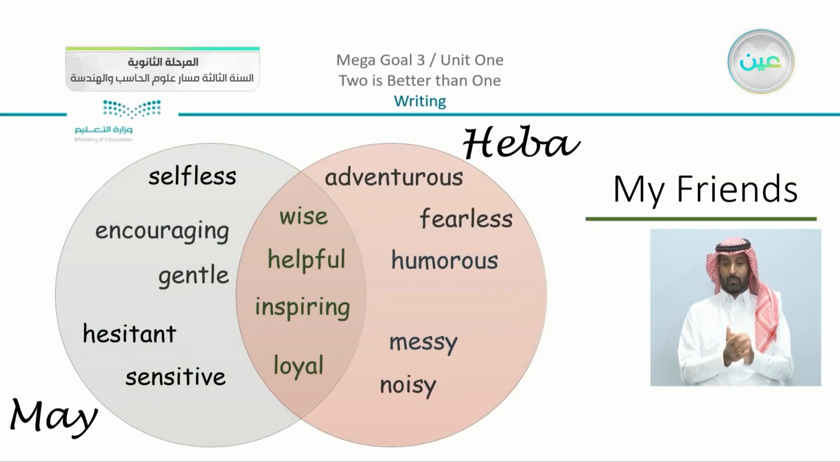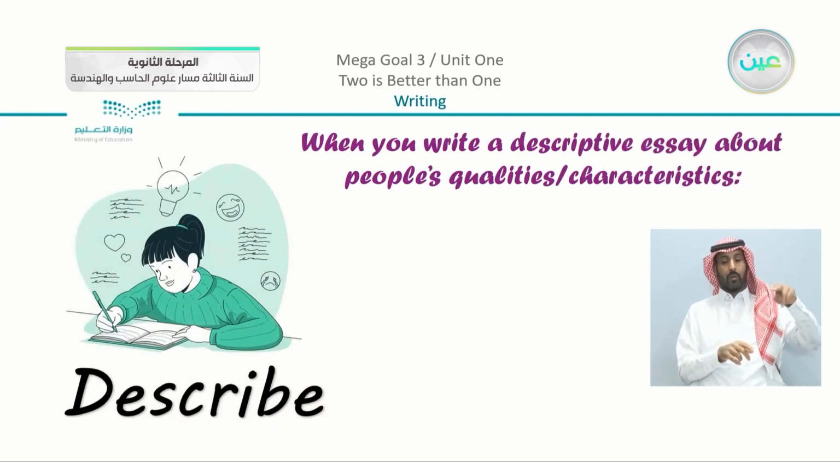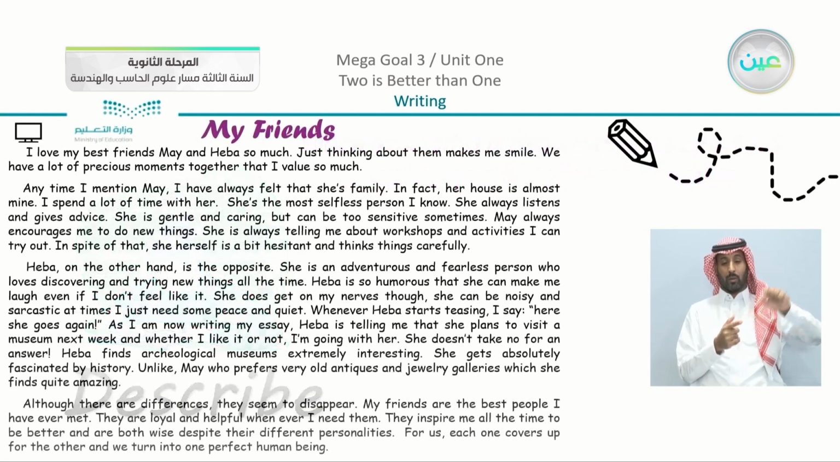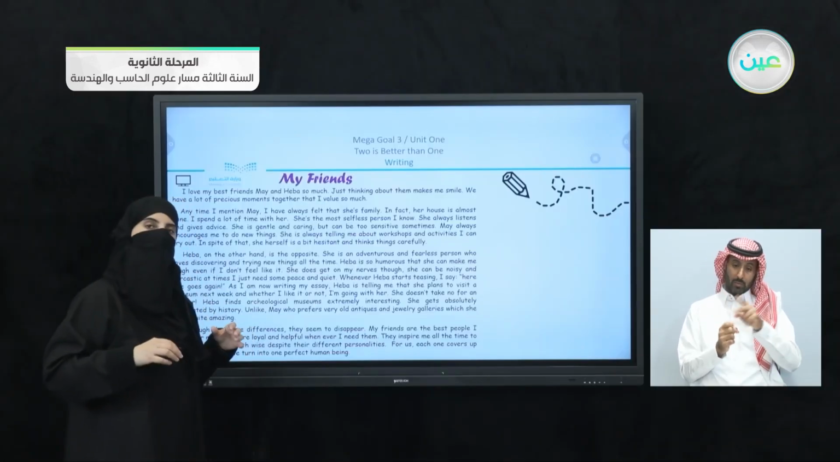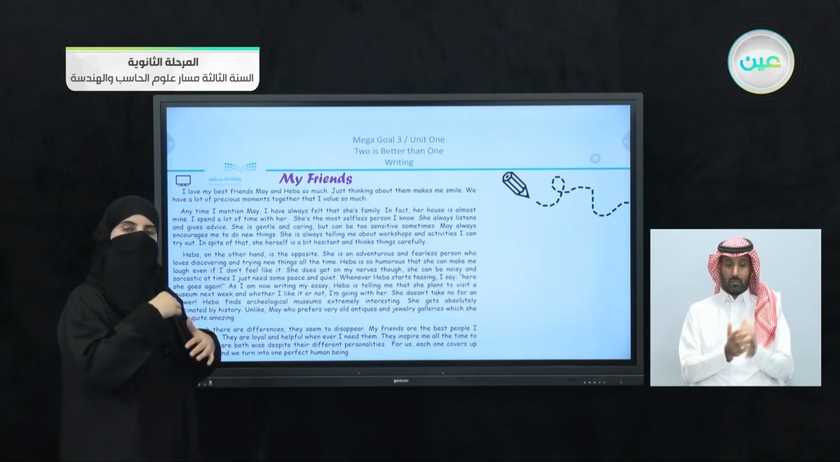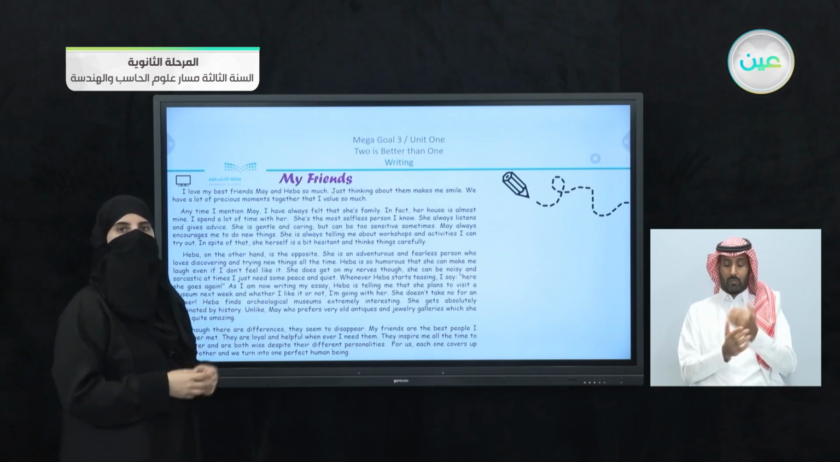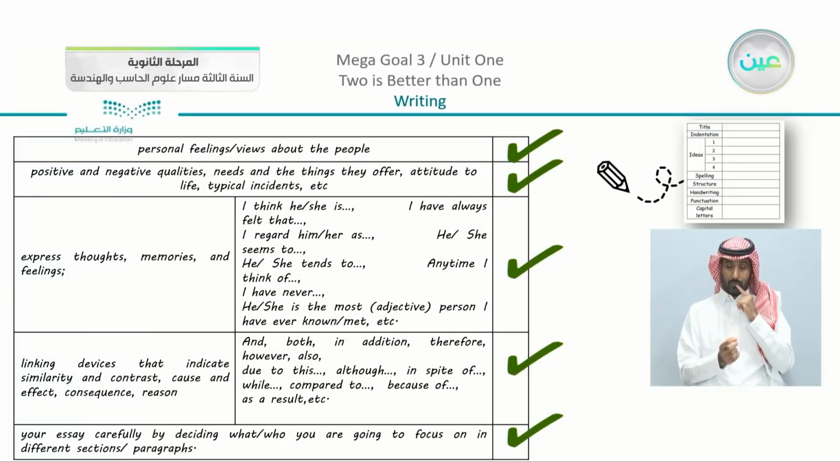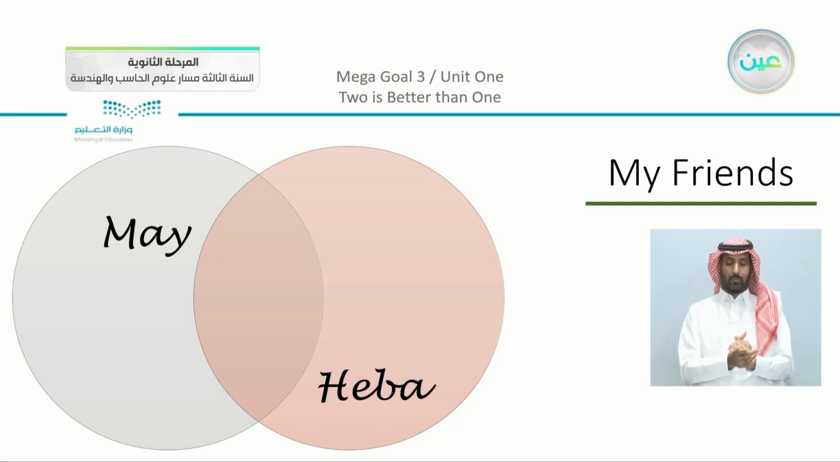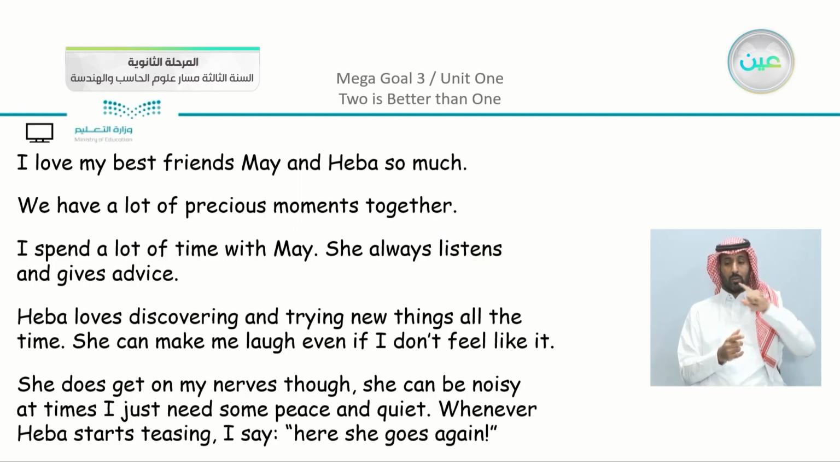Now, I also wrote my own Venn diagram, which was about my friends, Hiba and May. We wrote a descriptive essay together. I explained to you the different parts and the points that we have to write and also include in our essay. We had the checklist, which are all the notes that are mentioned in the book as well. Now, since I am talking about my friends, May and Hiba, there were different characteristics and things that I mentioned.